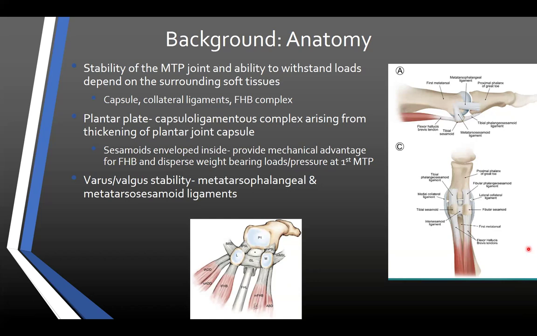Varus valgus stability to the joint is given by the collateral ligaments, which comprise the metatarsal phalangeal ligaments and some contributions from the metatarsal sesamoid ligaments that are on the medial and lateral aspect of the joint. Finally, the FHL doesn't really comprise a lot of stability, as we can see on this diagram. It's sitting at the most plantar surface, plantar to the plantar plate itself. So while it's there, it doesn't confer a lot of functional stability to the joint itself.